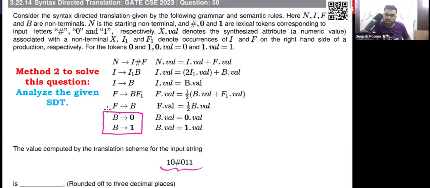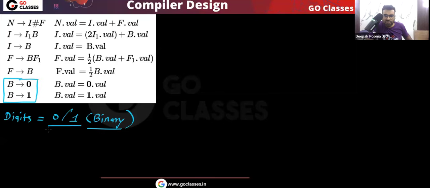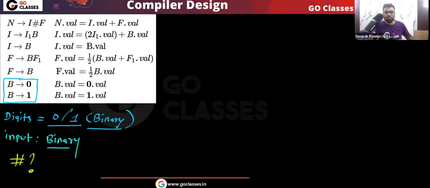So the digits that you are using are either 0 or 1. So I can say that the input is basically binary. Now you might be thinking, what is the meaning of hash? What is this hash? Because here you can see that N goes to I hash F. So what is this hash actually?